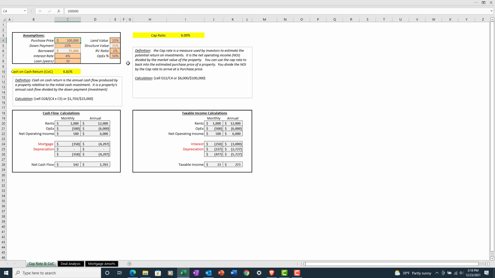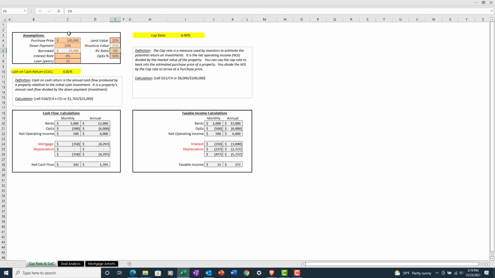We're assuming a rent to value ratio, or RV ratio, of 1%. I chose 1% because that's a general rule of thumb when it comes to residential rental real estate. You'd like to have monthly rent equal to or greater than 1% of the purchase price. So you'll see that our property is renting out for $1,000 a month, which is exactly 1% of our $100,000 purchase price here.